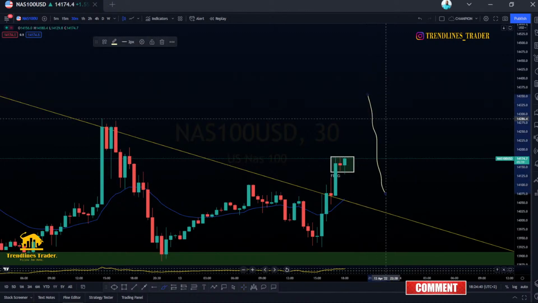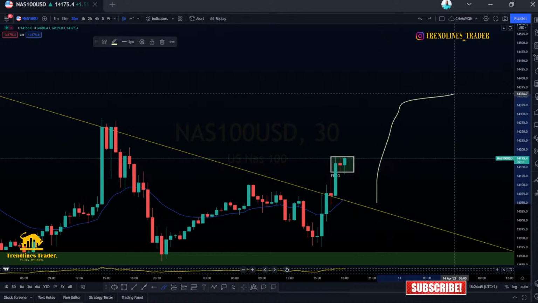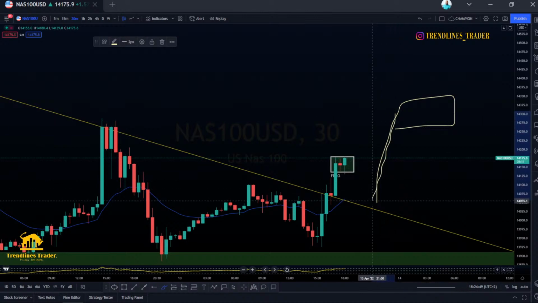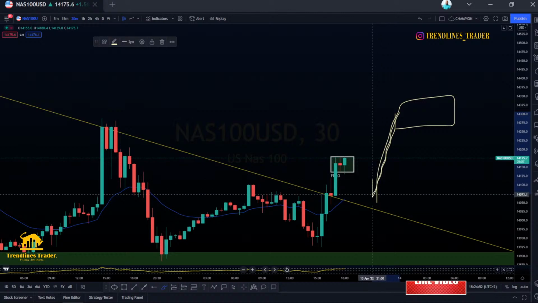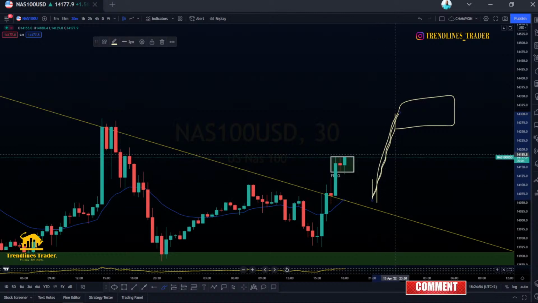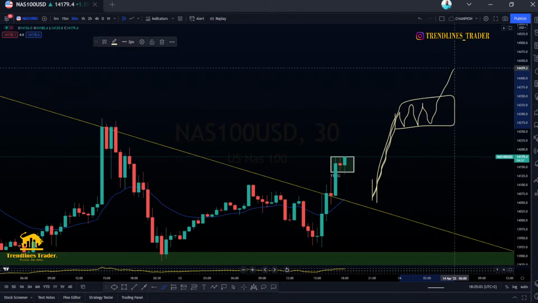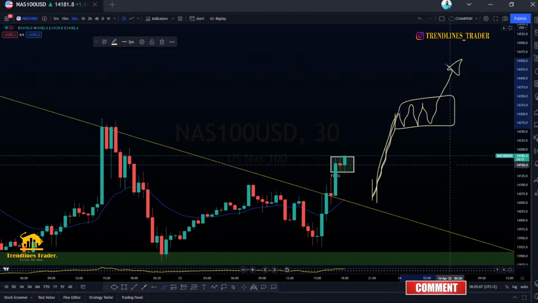This is the, what do we call a flag? This is our pole. My mouse is showing me bananas. This is our pole, and usually you will find the price pushing like this before it breaks towards the upside. This is our bullish candlestick pattern.